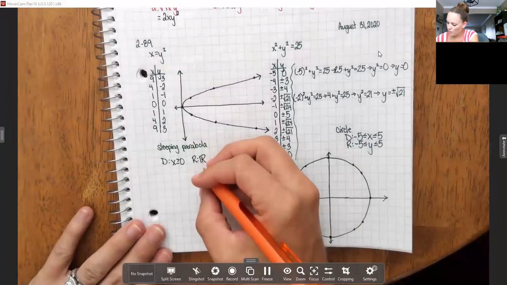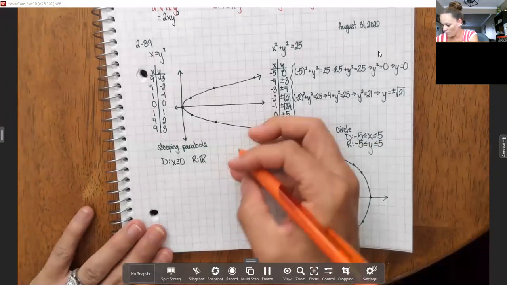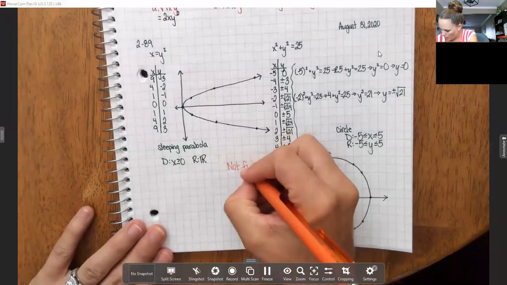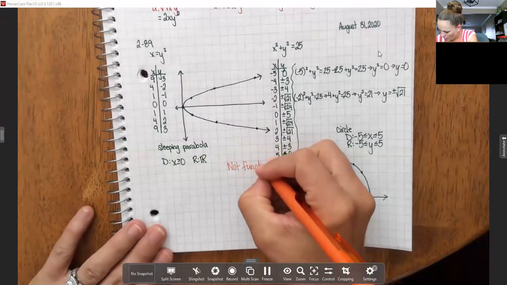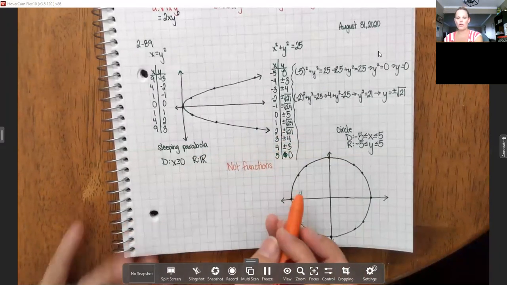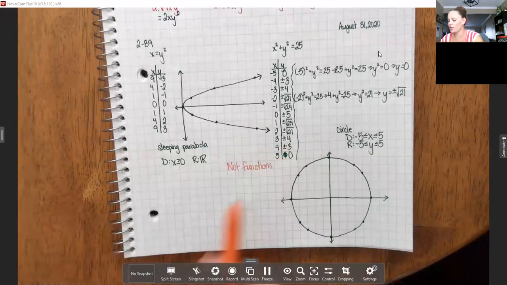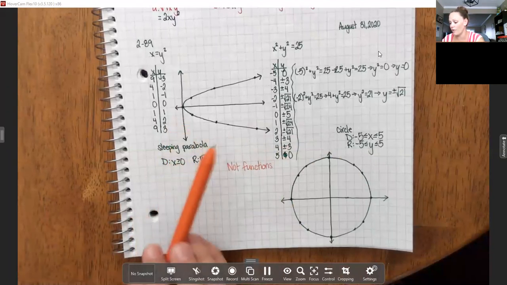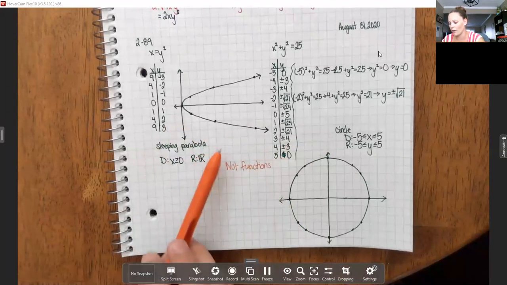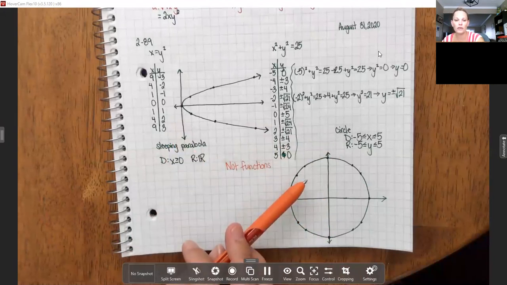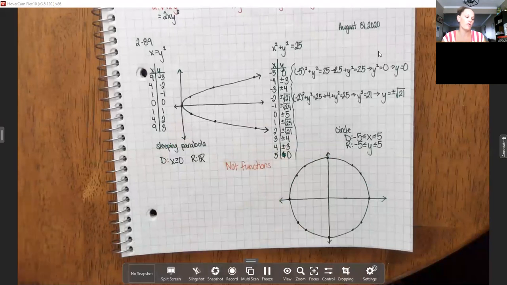So it's important to point out that these are both not functions. So remember, the definition of a function is every input, every x value has one y value, every input has a unique output, and that's not the case here. So both of these are non-functions.